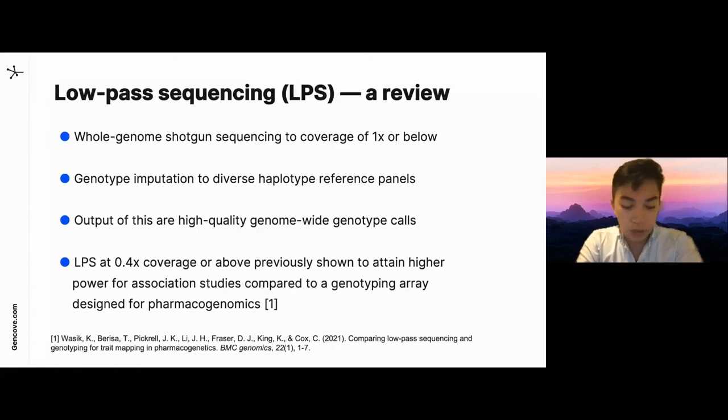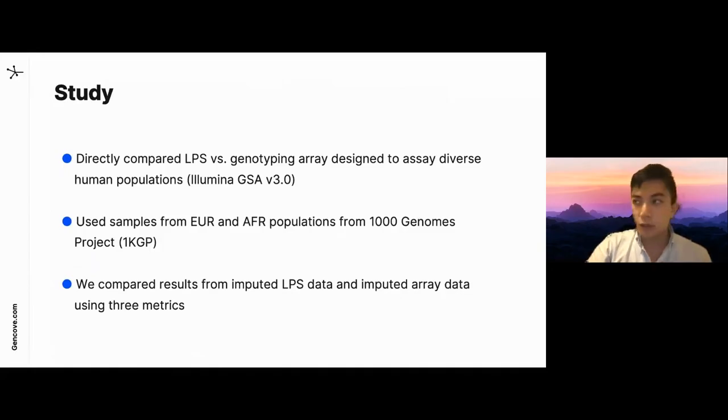And we've previously shown in another publication that low-pass sequencing at a coverage of 0.4x or above actually attains higher power for association studies compared to a genotyping array designed specifically for pharmacogenomics, even in the regions of the genome which are specifically enriched for sites of interest on the genotyping array. And so in this particular study, we aim to look at a slightly different question, which was how does low-pass sequencing compare to a genotyping array that was designed to assay diverse populations?